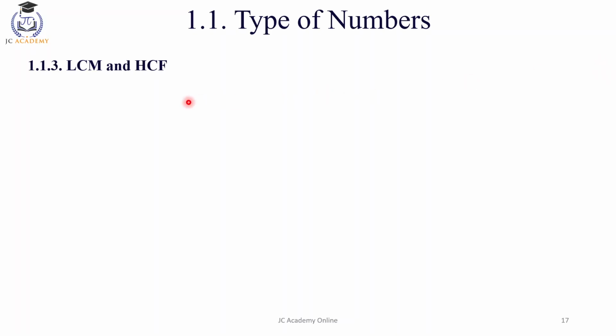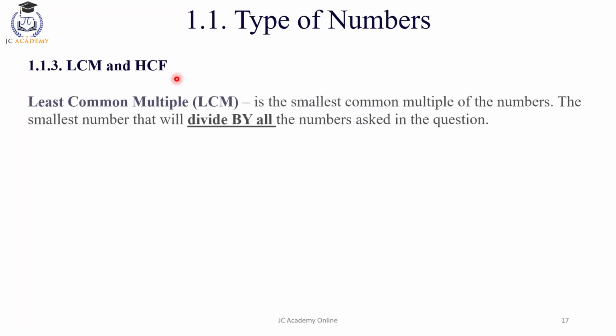We now move on to the next topic, which is LCM, which stands for the least common multiple or the lowest common multiple, and HCF, which stands for highest common factor. Now, here you can say either the lowest common multiple or least common multiple. Either is fine. So the least common multiple is the smallest common multiple of the numbers. The smallest number that will divide by all the numbers asked in the question.